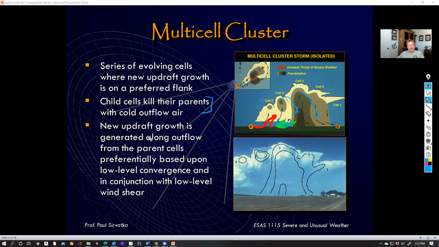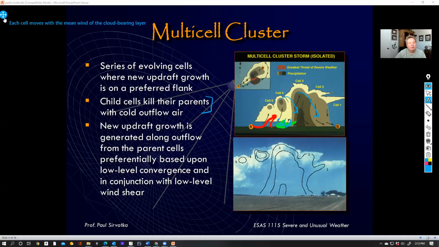Okay? We know that new updraft growth is going to be preferentially on low-level convergence. So I want you to know this statement here, and I'm going to type it out to you. Two things about multicells you need to know. Each cell moves with the mean wind of the cloud-bearing layer.